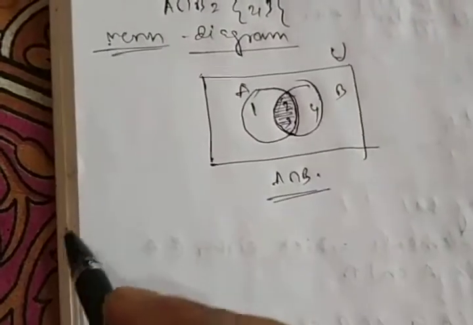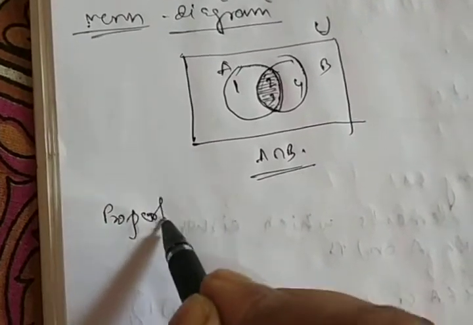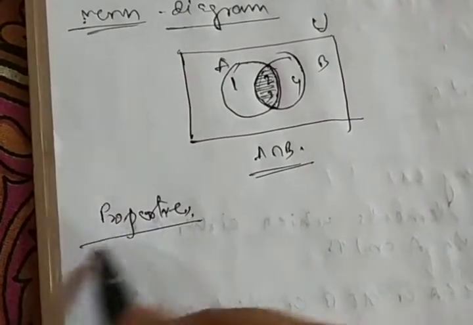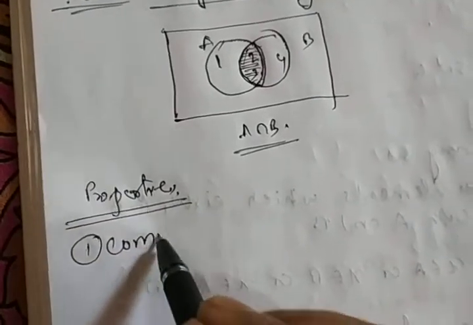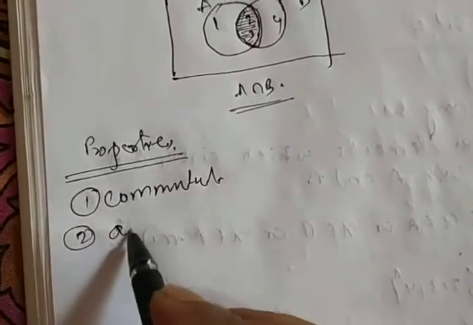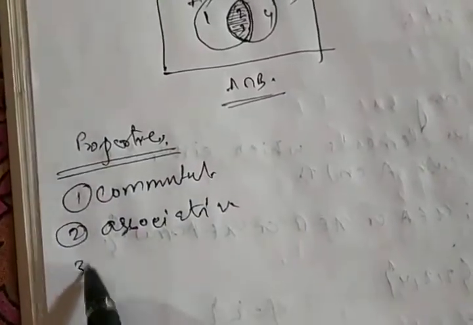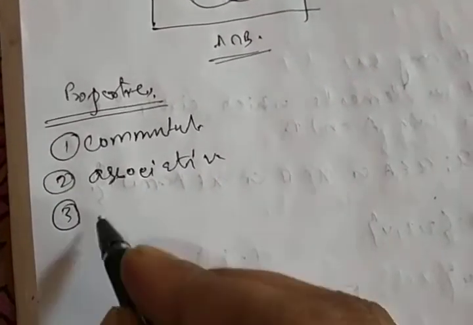In the same way, this intersection has some properties. The first property is commutative, second associative, third idempotent.